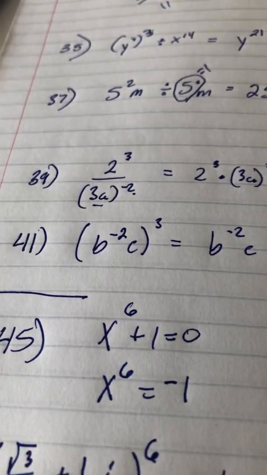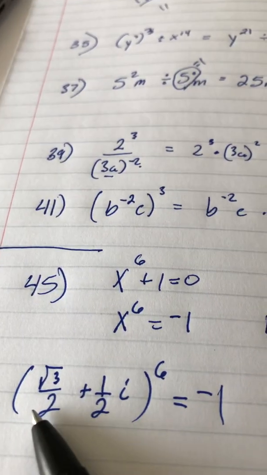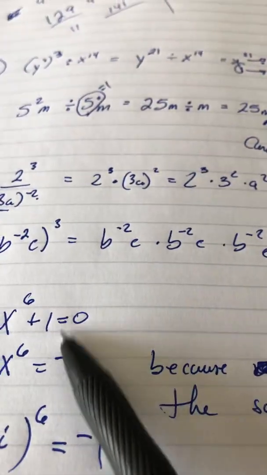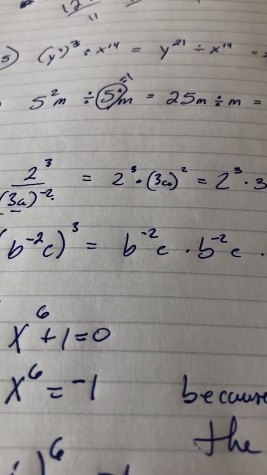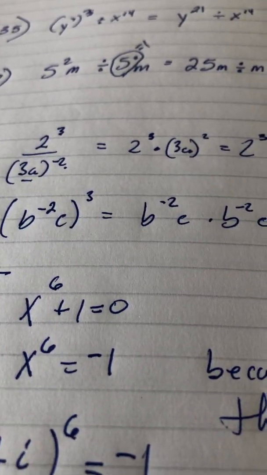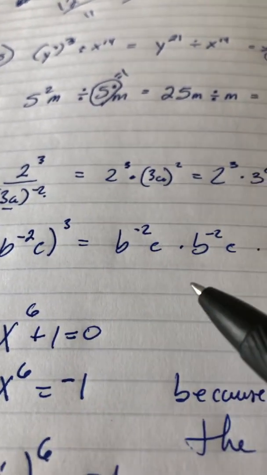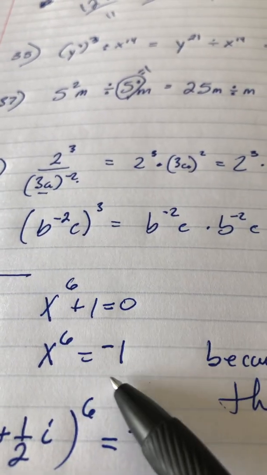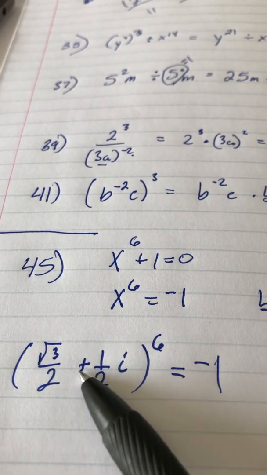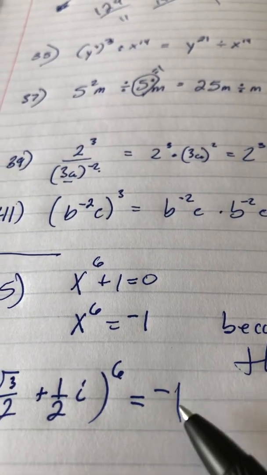On page 118, we have to verify that this value here is a solution to this problem. Well, what does it mean to be a solution? A solution means it makes the statement true. So you could do x to the 6th plus 1 and add it to 0, or you just need to show that x to the 6th is equal to negative 1. So I'm going to take the square root of 3 over 2 plus 1 over 2i raised to the 6th power, and I'm going to generate a negative 1.